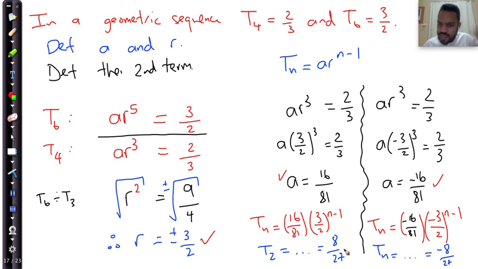And the solutions that we get for the second term over here is going to be, for this sequence, negative 8 over 27, and this one will be positive 8 over 27. They become exactly the same sequence, except each subsequent term is negative, right?